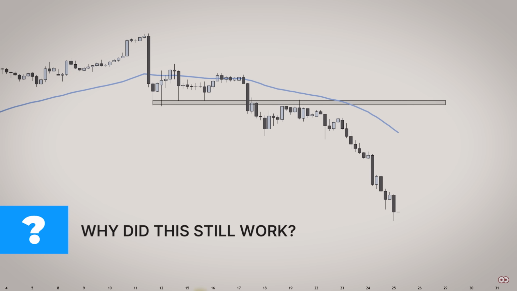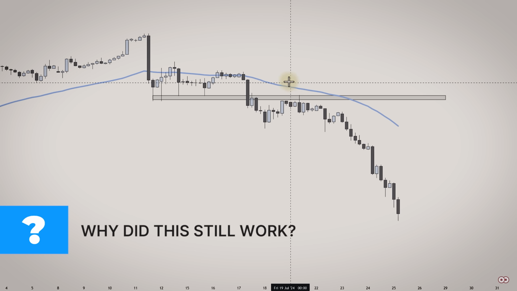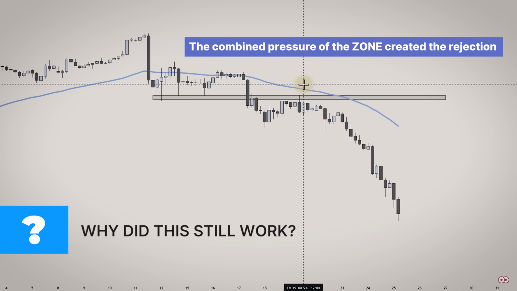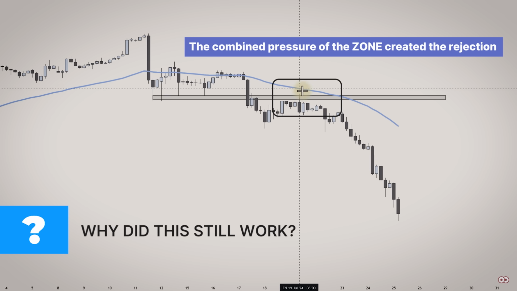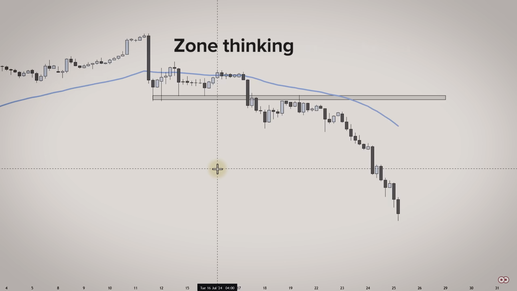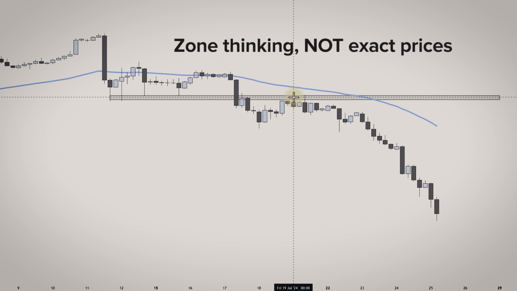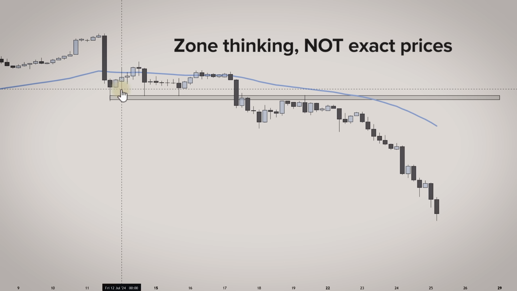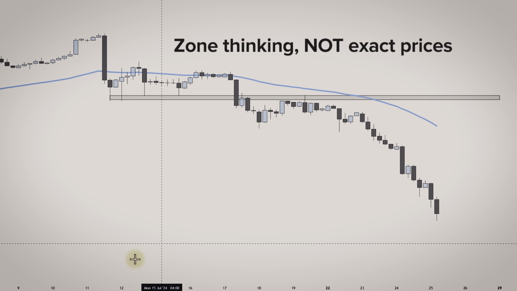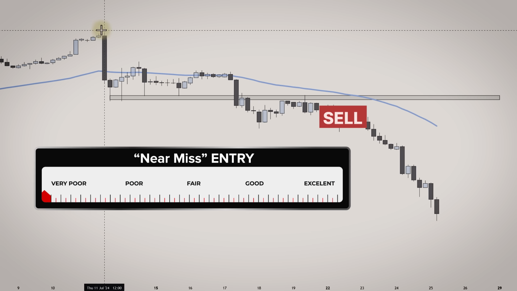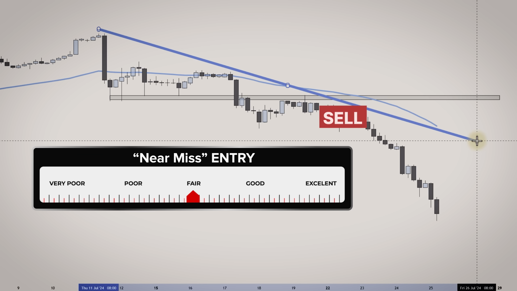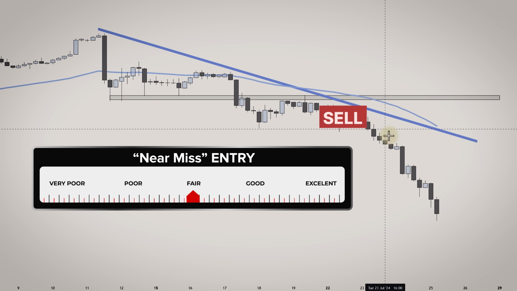Now you might ask, why did this work even without perfect alignment? Because the market was seeing the same resistance zone we were. The static level plus the nearby moving average created enough selling pressure. Zone thinking is crucial for this strategy. Don't get hung up on exact prices. Look for areas where multiple support or resistance factors cluster together. Near-miss setups like this actually outnumber perfect confluence trades. If you only waited for perfect alignment, you'd miss a lot of profitable opportunities.